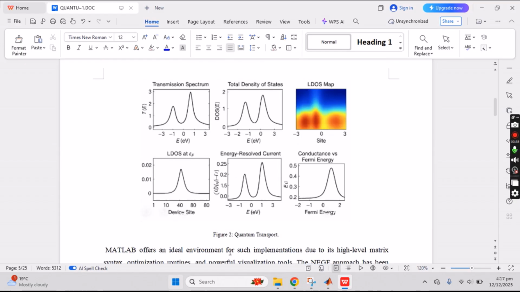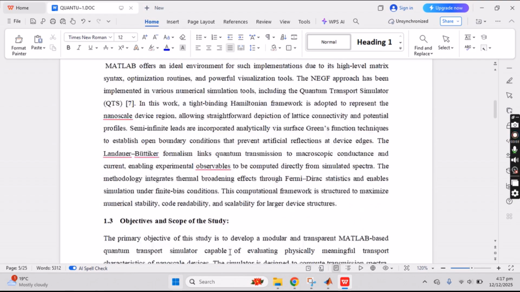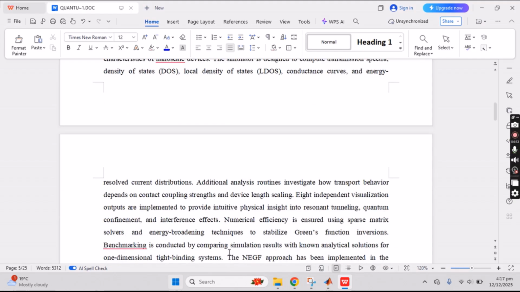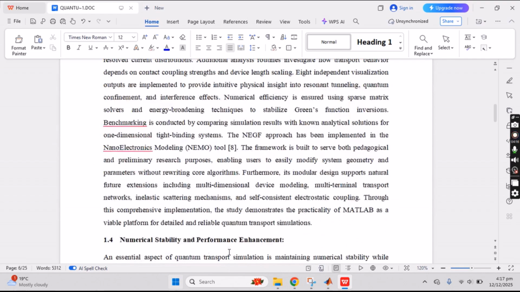Here is the quantum transport of energy, which provides us the transmission spectrum, total density of states, LDOS map, conductance versus Fermi energy, energy-resolved current, and LDOS as well. The objective is to compute the transmission spectra, density of states, local density of states, and conductance curves as well as the energy-resolved current distributions.